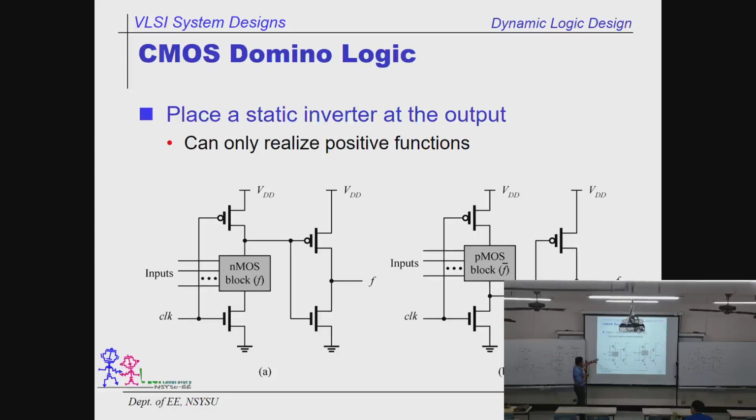This is N block. No matter N block or P block you use, at the output we add an inverter. That's it. So place a static inverter at the output. It can only realize positive functions because it only realizes either the AND function or the OR function. It cannot implement the negative function. It's good stuff. It works just fine, all right?